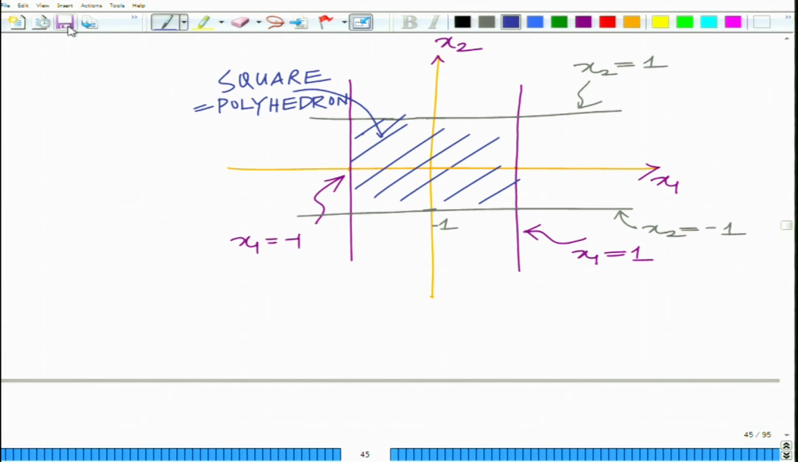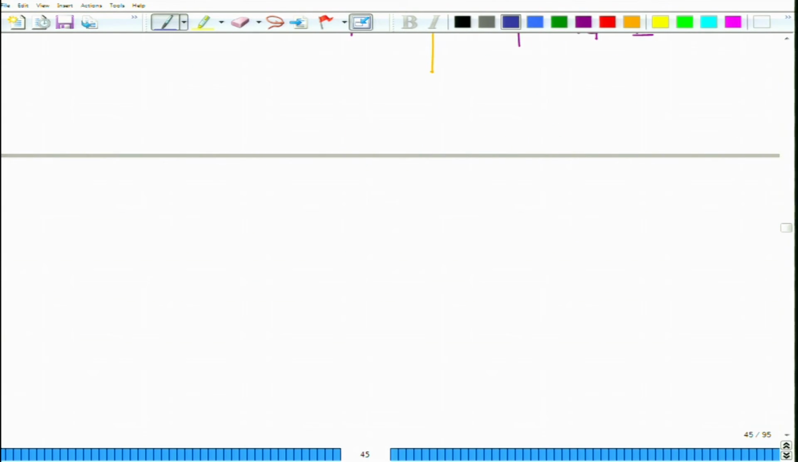Okay. So, the square region is basically your polyhedron. Okay, it's formed on the intersection of a finite number of half spaces and hyperplanes. Okay. To understand this better, we can start looking at an example which we might continue in the next module.